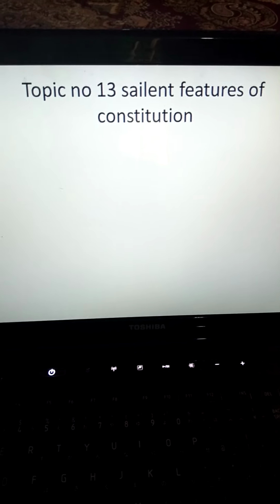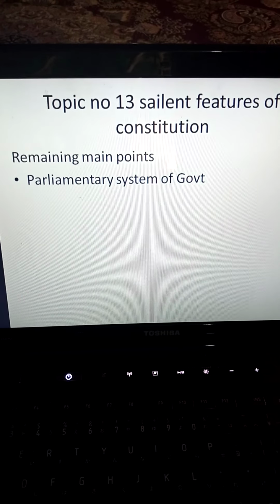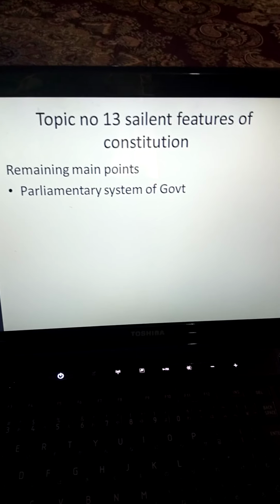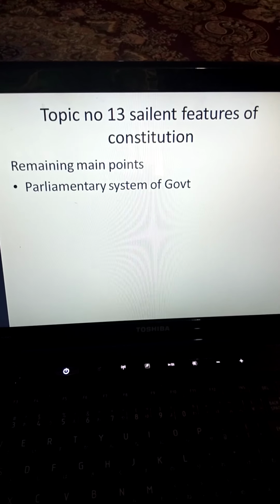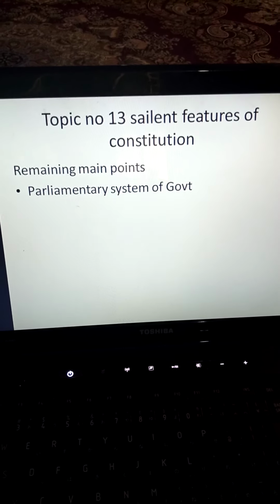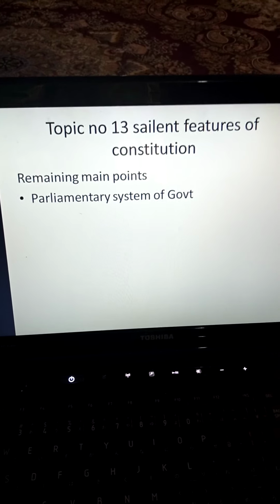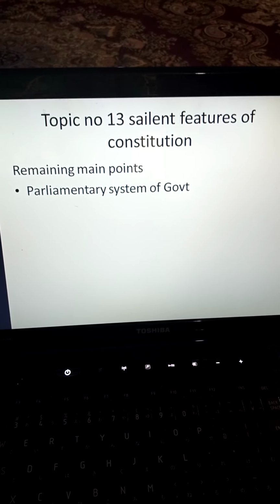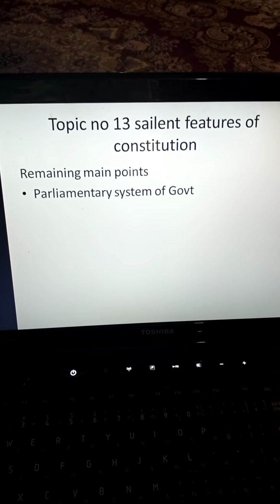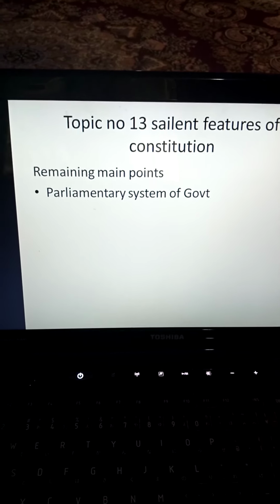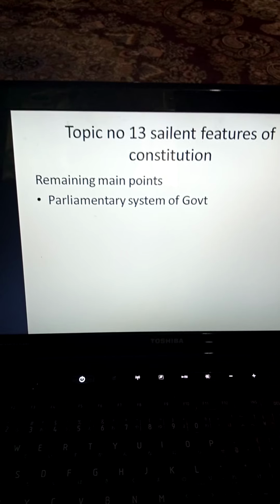Topic 13, remaining salient features of the Constitution 1973. The next one after the Islamic provision is the parliamentary system of government. The parliamentary system of government has been set up under the Constitution. It means that the government is run by the Parliament; the Senate and the National Assembly come under the Parliament, and the National Assembly elects a Prime Minister who is the chief executive of the country, and he will be accountable or answerable to the National Assembly. Such a parliamentary system of government will be in place in the country under the Constitution 1973.